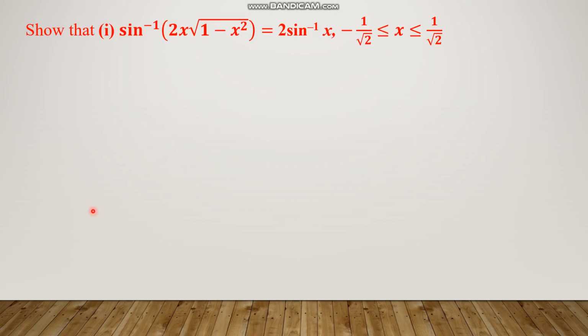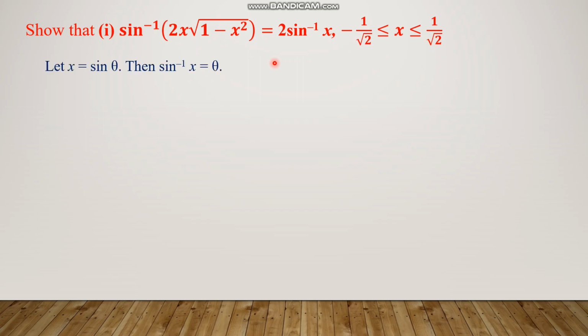It says, show that sine inverse of 2x into root of 1 minus x square is equal to 2 sine inverse x, where x lies between minus 1 by root 2 and plus 1 by root 2. In such problems, of course, in most of the problems in inverse trigonometric functions, we will do the substitution method. We have to substitute an appropriate value for x so that this whole term will be simplified.